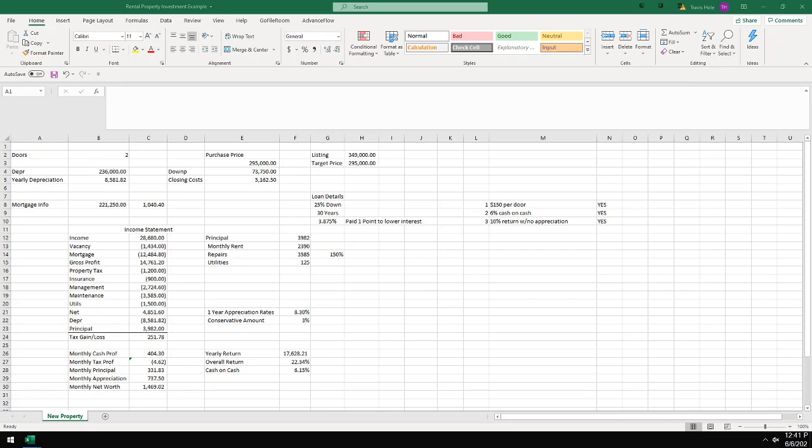Today I'm going to go over a topic that's a little different. I'm going to go over a rental property that I'm in the process of purchasing and just kind of wanted to go over the spreadsheet that I use to analyze rental properties in 5 minutes or under.